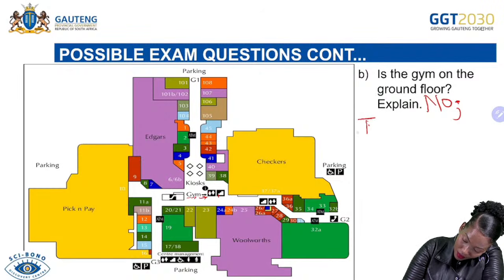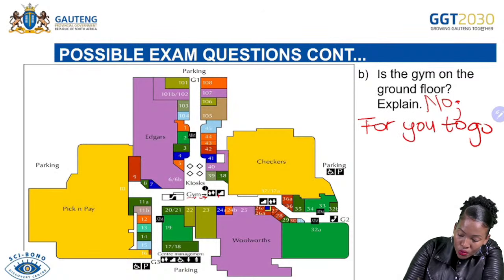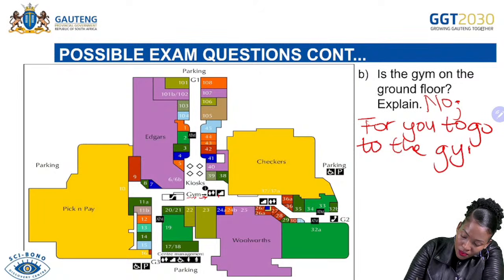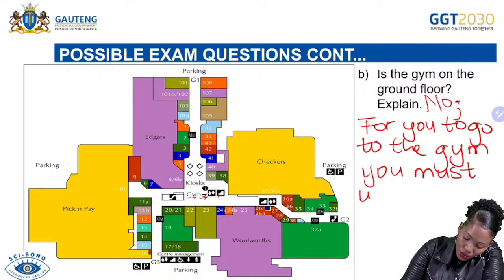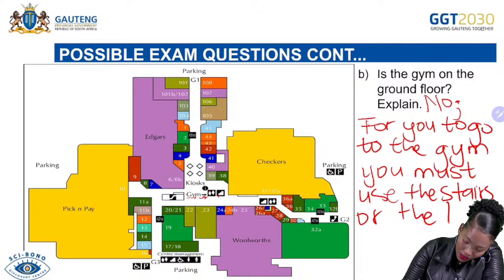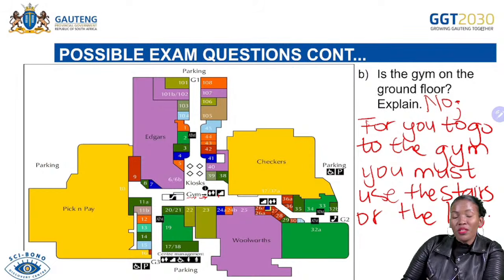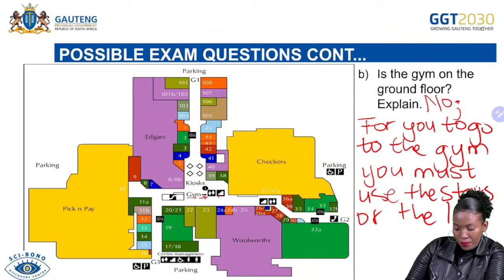To go to the gym, you must use the stairs or the lift. So it means that there's no way that the gym is on ground floor. Otherwise, if it was on ground floor, you wouldn't have to use the stairs or the lift to get to the gym.